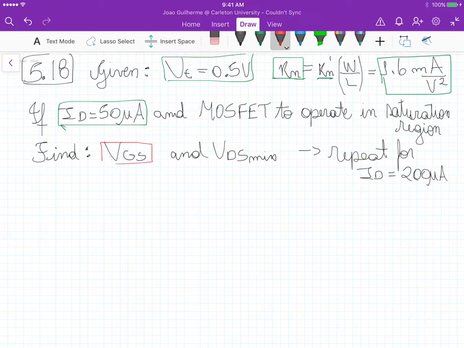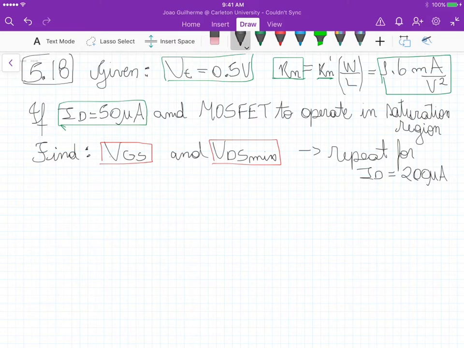VGS and the minimum value of VDS so that this condition of saturation mode operation of the MOSFET is satisfied. And then we have to repeat that for ID equals 200 microamps.